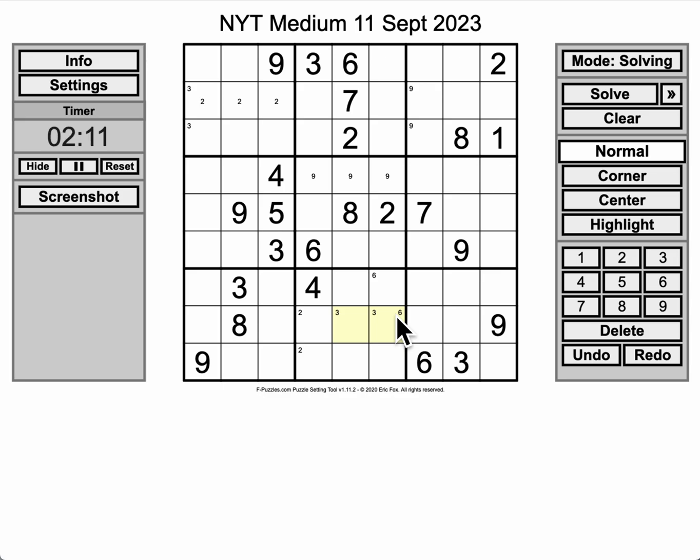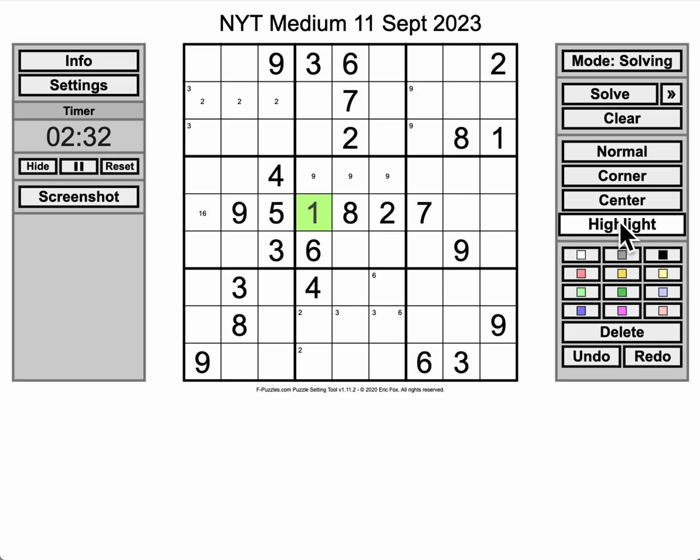Well, I'll start looking from row 5 first. 2, 5, 7, 8, 9. I need 1, 3, 4, and 6. This can't be 3 or 4, so this has to be 1 or 6. Well, actually, this one can't be 3, 4, or 6. That one is 1 by definition. So that's 6.